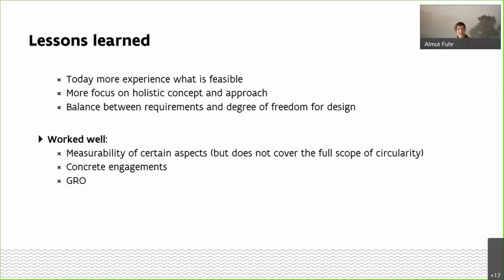What worked very well in the documents in this project, the measurability of certain aspects does definitely work well, but it does not really cover the full scope of circularity. So I advise to be really aware of what you measure and how you put that in the context of the whole project. We are very glad with concrete engagements we got, because during the building process this is very easy to follow up and really you have it black on white, you have it on paper, and it really works that you get it done. We are used to work with Grow, and that usually works well for us, so also here we don't have any problem with that. So that was in a nutshell how we approached building the World Trade Center in Brussels.